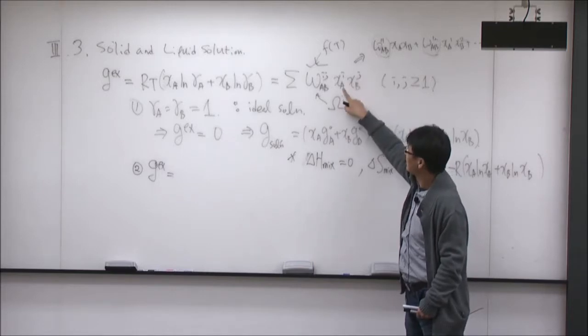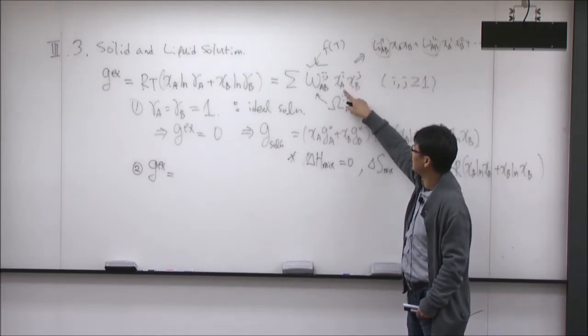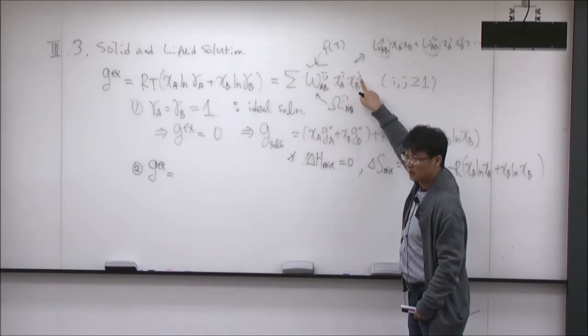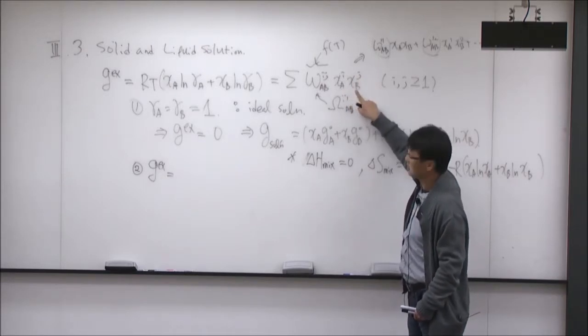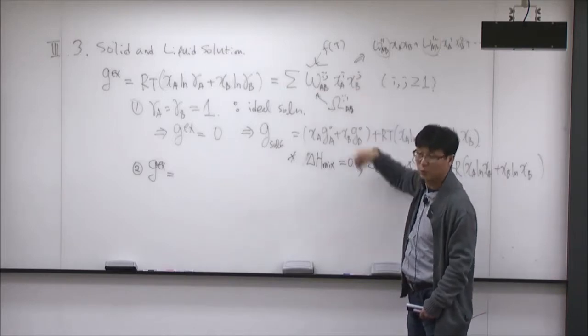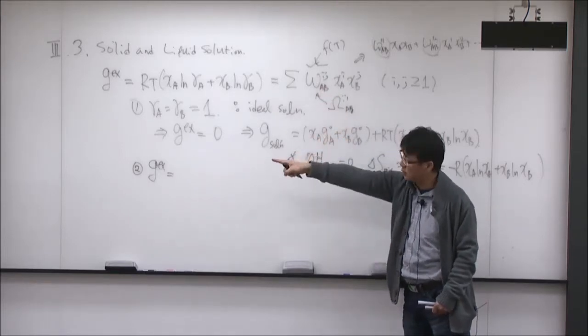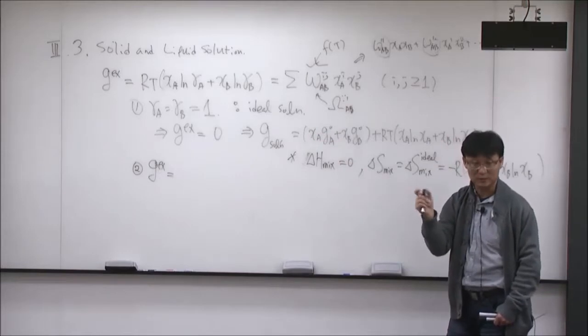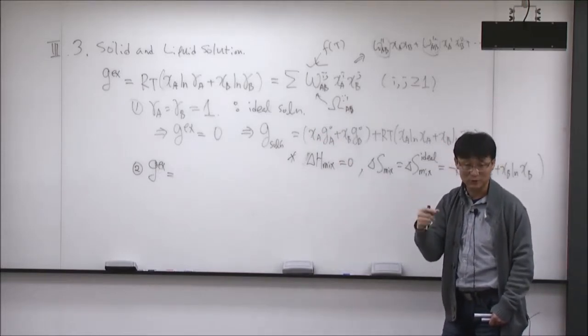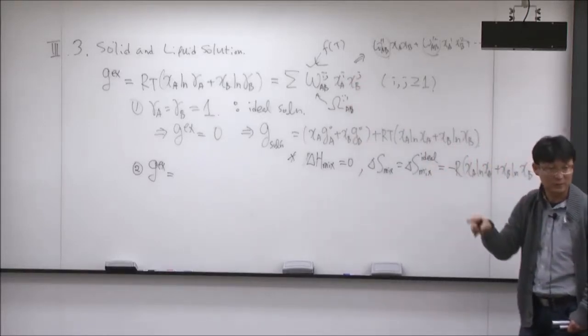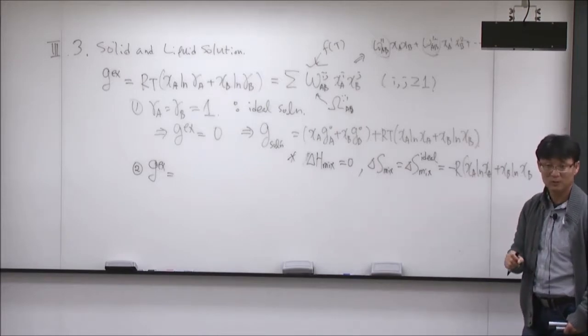Because if only one of these is 1 and one is 0, then when XA becomes 1, XB becomes 0. So for example, this is power 1 and this is power 0, then when XA equals 0, this is 1 and this is still 1. So when it is pure B, this value will be affecting, which doesn't make sense. When it's pure B, you should have only the GB naught value, the same as the solution is the same as pure B. So that's why IJ should be higher than 1. It's only affecting the binary system, not the pure A or pure B side. Okay? You don't get it?